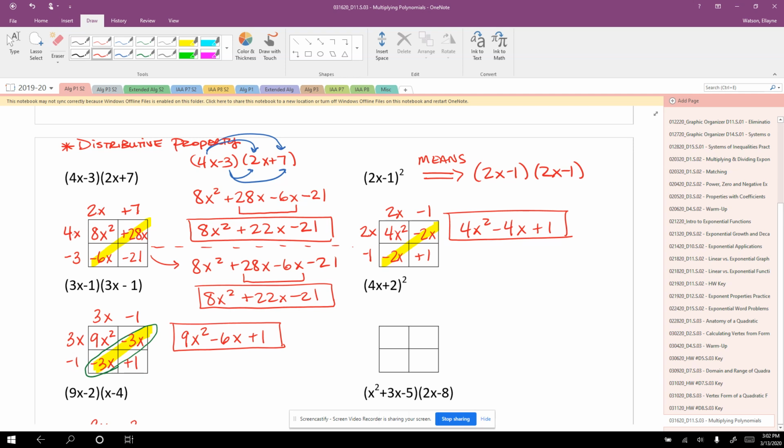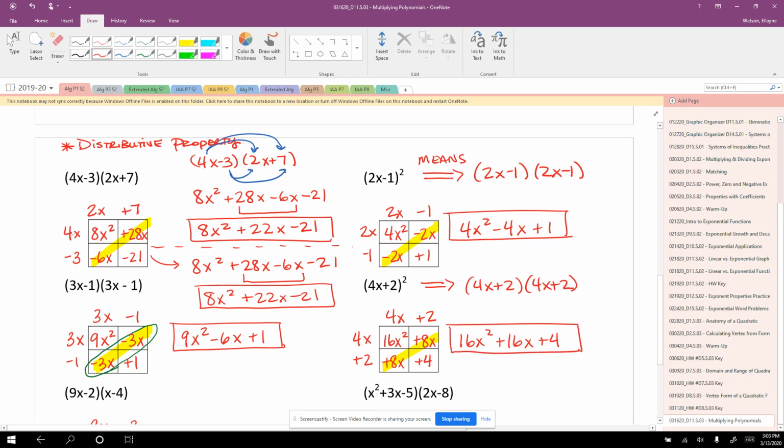And finally, we'll do the last problem. Remember, this means 4x plus 2, 4x plus 2. And now we are going to write that down on the left side and up top. And using the box method, I'll get 16x squared plus 8x plus 8x plus 4. Diagonal terms are like terms, so I can combine them. And I'll have 16x squared plus 16x plus 4.